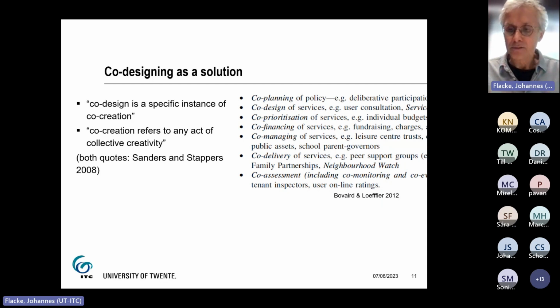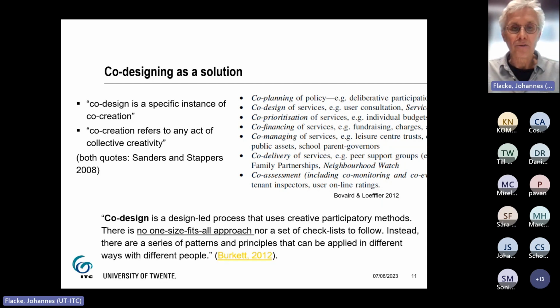Anyhow, for our purpose and for my talk, I like to stick to the definition that I'm giving here below. So co-design is a design-led process that uses creative participatory methods, and that's the most important part of that definition. There's no one-size-fits-all approach or set checklist to follow. Instead, there are a series of patterns and principles that can be deployed in different ways with different people. So in other words, every co-design process that we conduct or that others conduct is to some degree different. There is no one way of doing co-design, but it depends on many different factors.